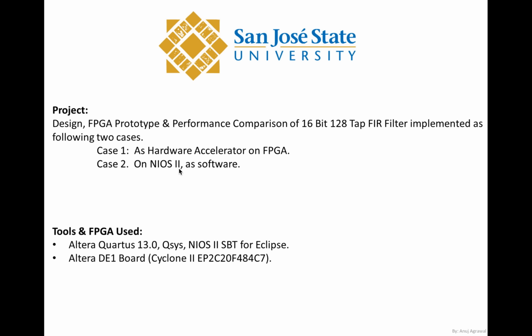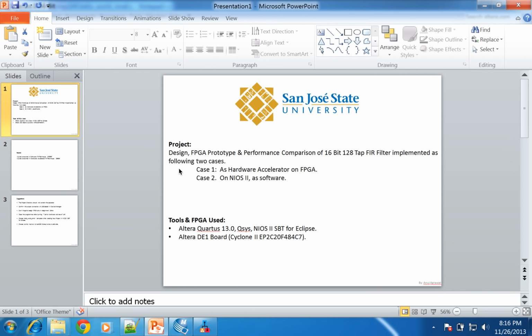Hello everyone, I'm Manoj. Let's start with the project: design, FPGA prototype and performance comparison of a 16-bit 128 tap FIR filter implemented as two different cases, as a hardware accelerator on FPGA and in software on Nios 2. We'll be using Altera Quartus 13.0, Qsys, Nios 2 SBT for Eclipse, and the Altera D1 board for this project. Let's start with the project.